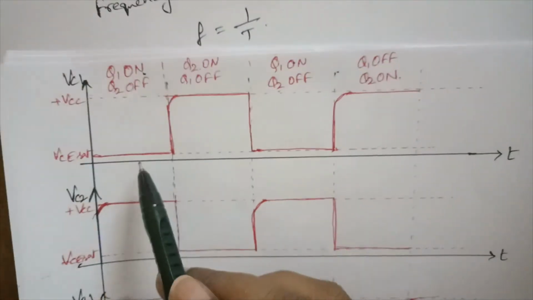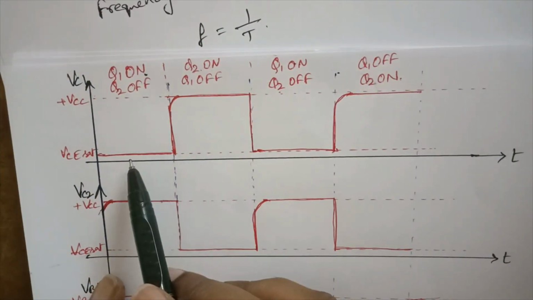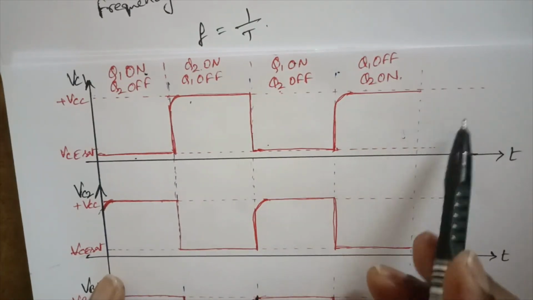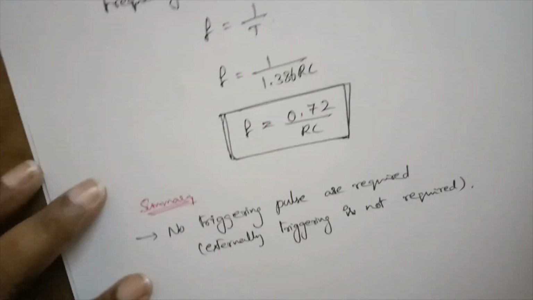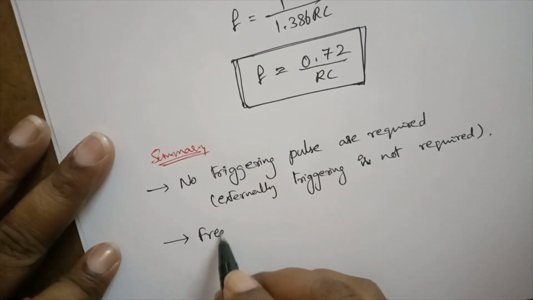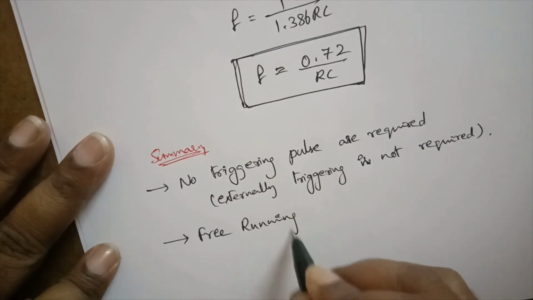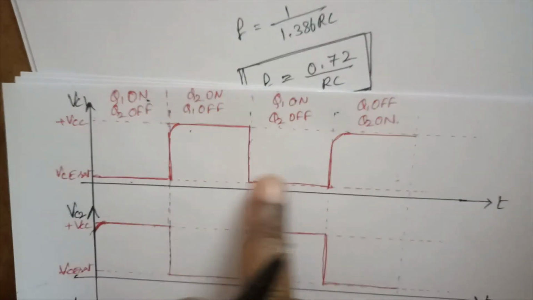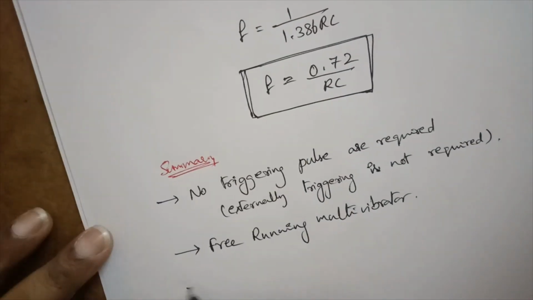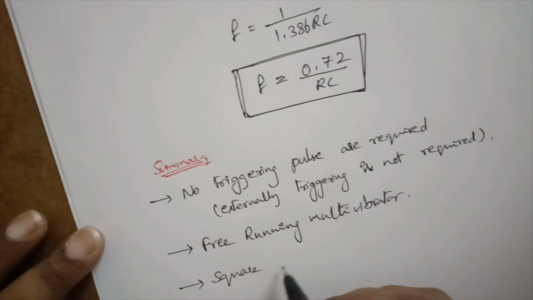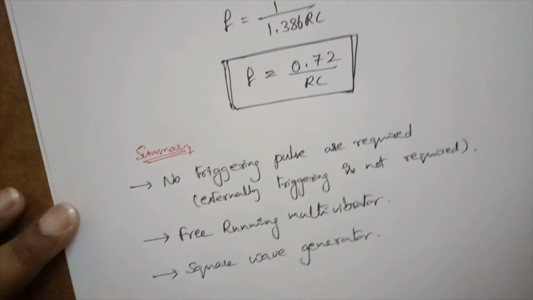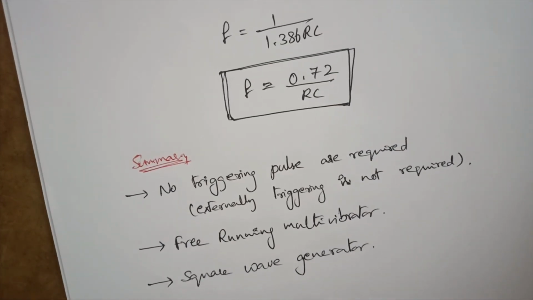Next, one more point. Continuously the output changes from low to high, high to low, low to high, like this. So it is freely running between the states. That's why this astable multivibrator is called a free running multivibrator. If you observe this waveform, it is a square waveform. So it generates a square wave. That's why it is also called a square wave generator.